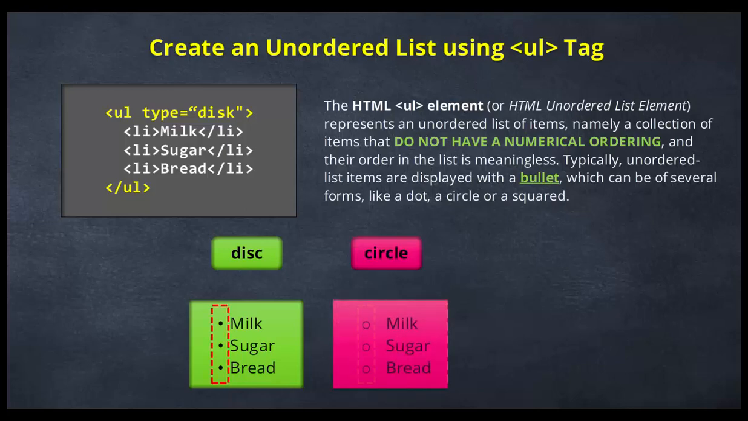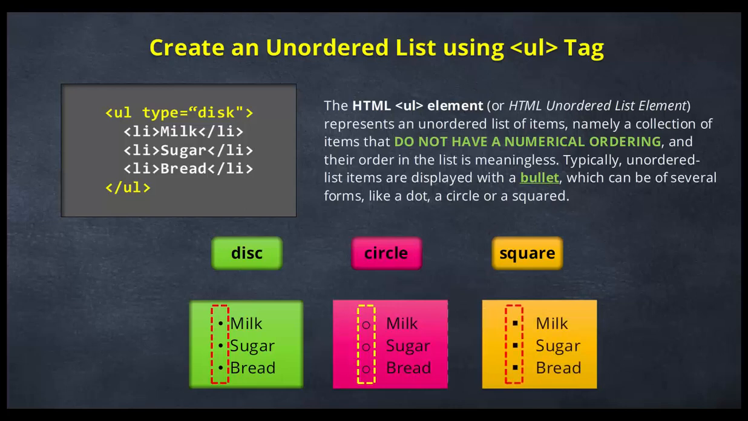Type circle defines that the list items will be marked with circles, and type square defines that the list items will be marked with squares.